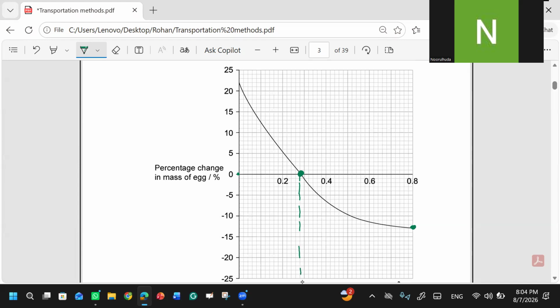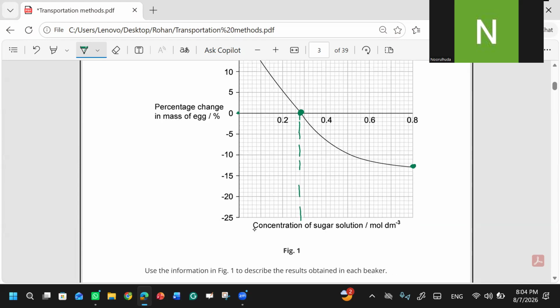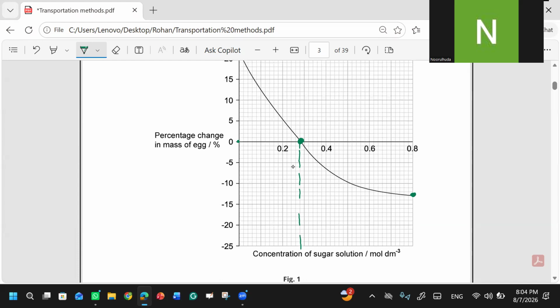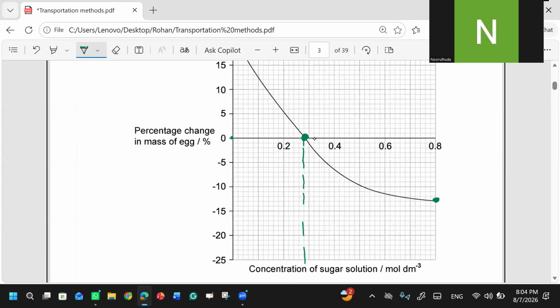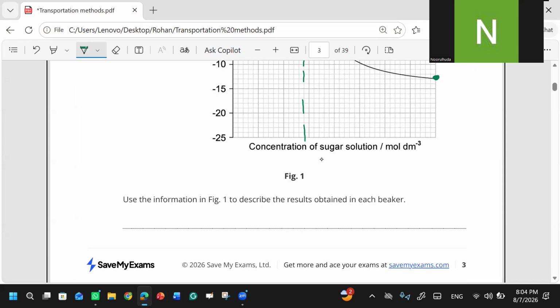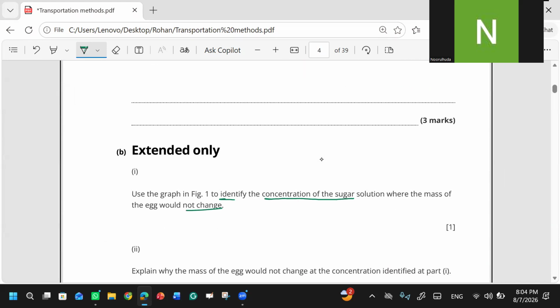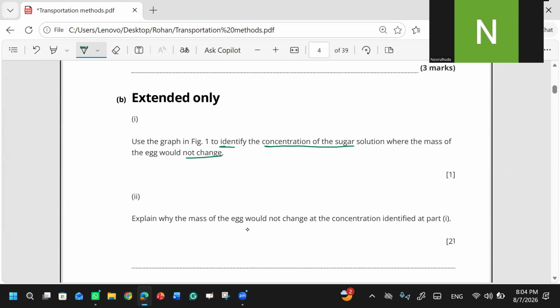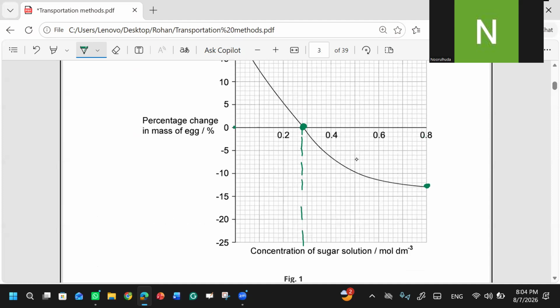So if we say this concentration will be what? 0.2, 0.4, it will be approximately 0.3, right? Yeah, like 0.29. Yeah, 0.29 mole per dm cube. Clear? Explain why the mass of the egg would not change at the concentration identified in part 1. Why the mass percentage will not change.